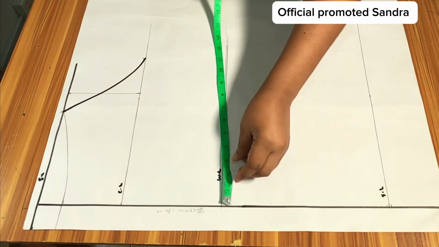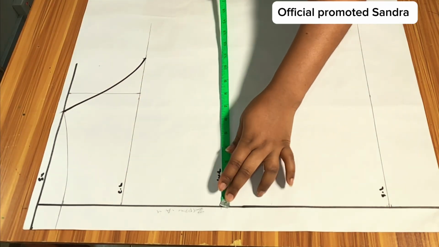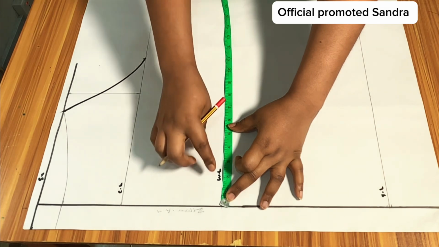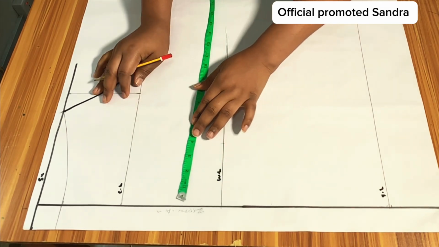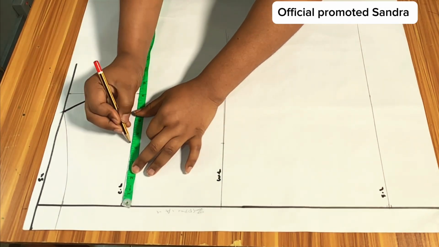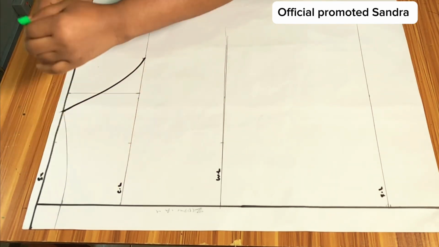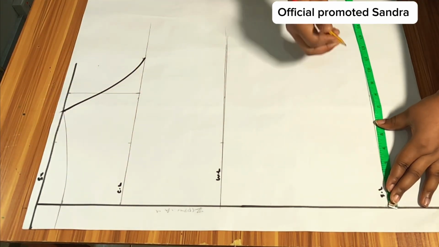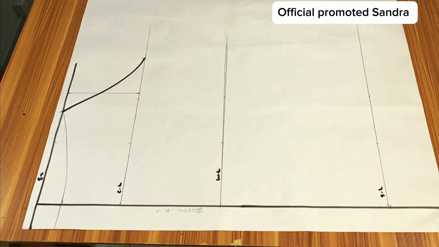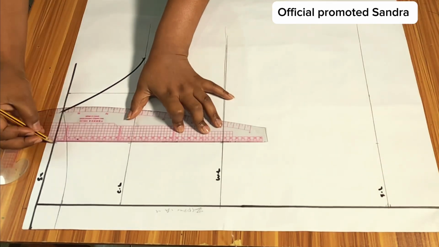Now I'm going to place my tape on the waistline. I'm going to mark my nipple to nipple measurement divided by 2, which is 4.025. I will also mark it on the chest line. I will mark it on the starting line. Then I'll go ahead and mark it on the full length of the top. I will go ahead and connect the points together.